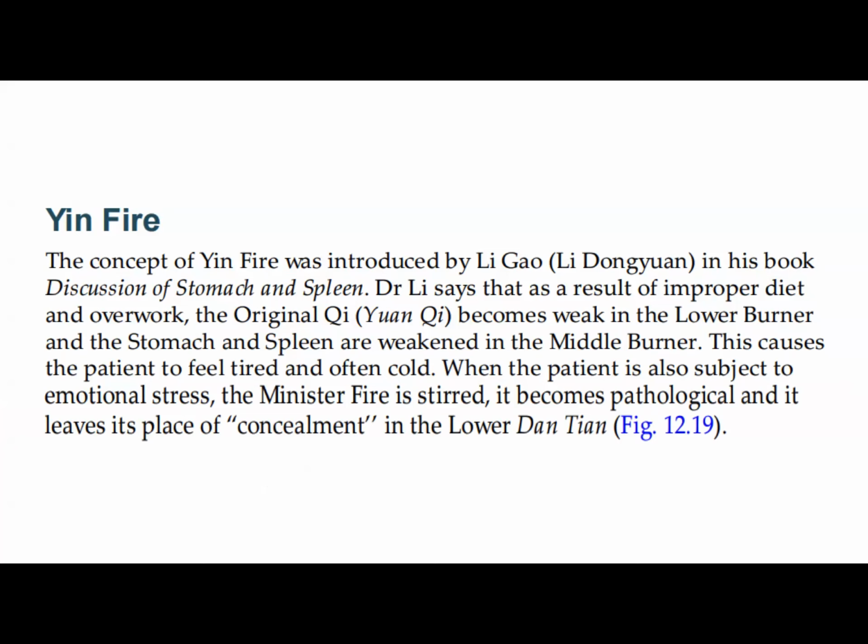Dr. Li says that as a result of improper diet and overwork, the original qi or yuan qi becomes weak in the lower burner, and the stomach and spleen are weakened in the middle burner. This causes the patient to feel tired and often cold. When the patient is also subject to emotional stress, the minister fire is stirred and it becomes pathological, and it leaves its place of concealment in the lower dantian.